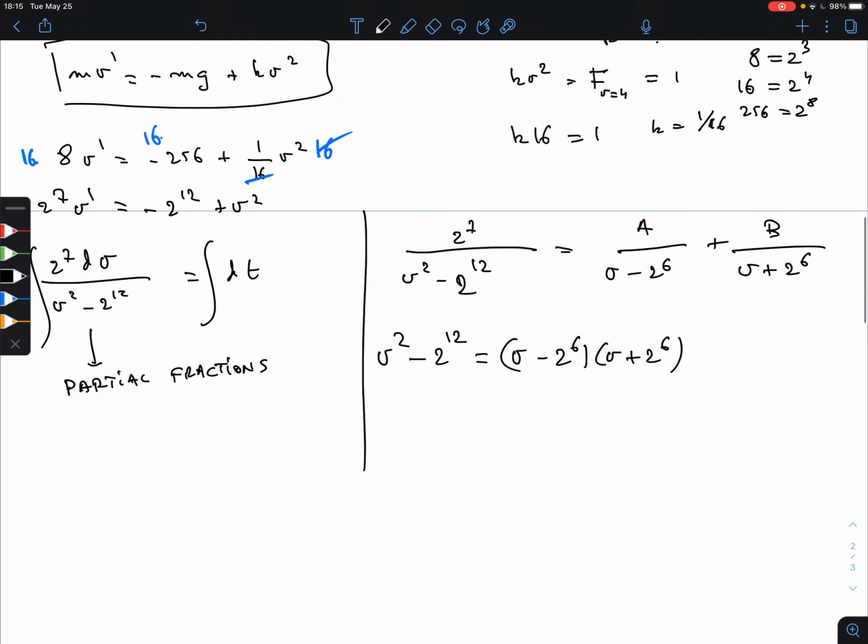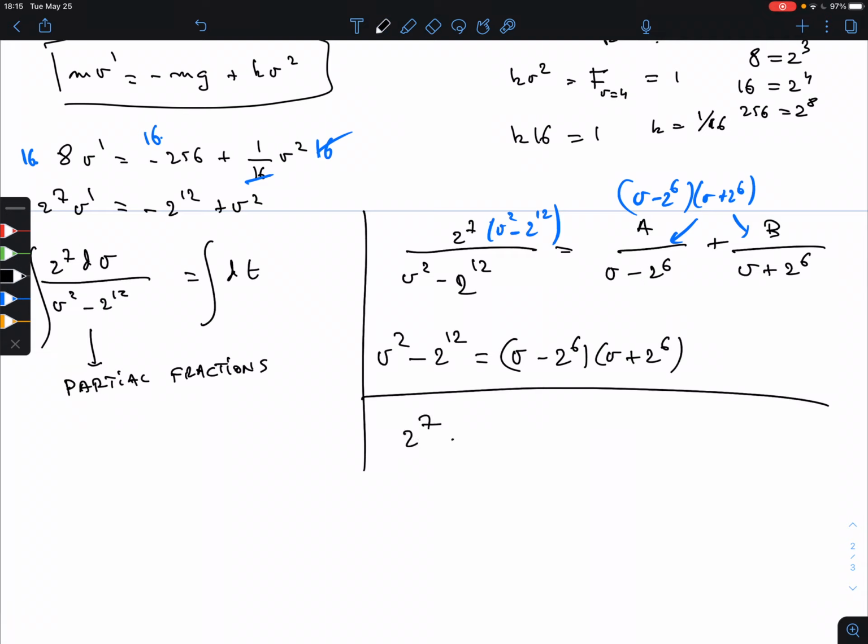Okay, so let's find a and b by clearing the denominators here. So multiply both sides by that. What we have left is 2 to the 7th equals a. Here we have a times v plus 2 to the 6th left, right? Plus b, and there the plus term cancels, and we have this left.